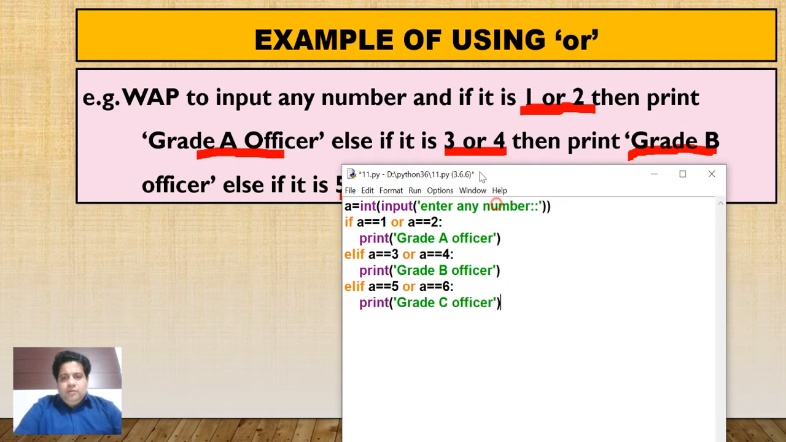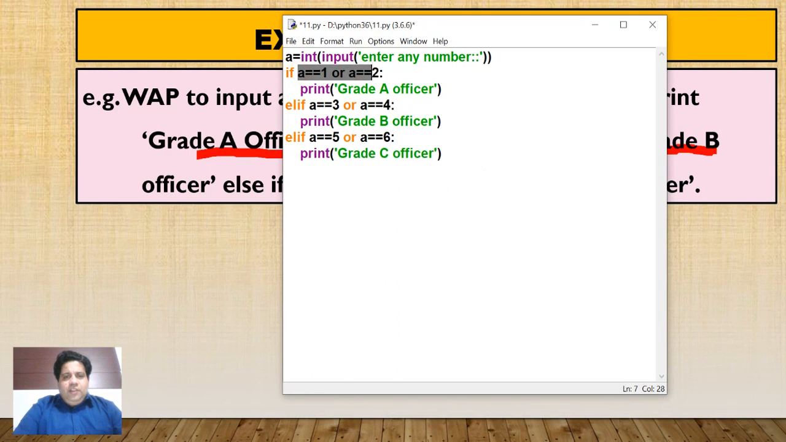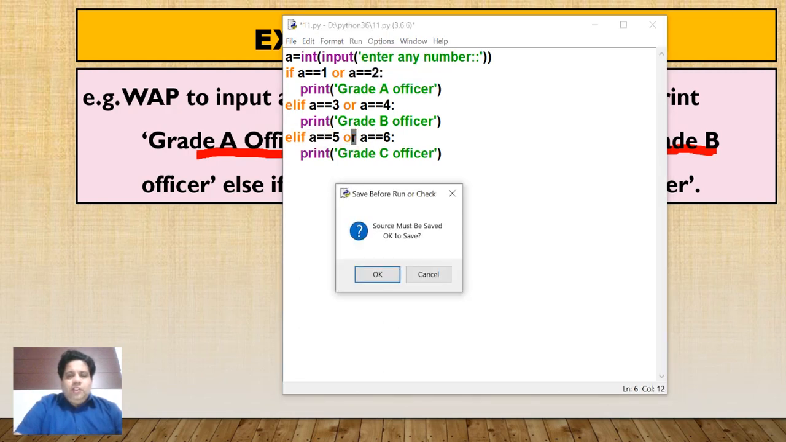Now see again, after if I have written two conditions, I have combined two conditions, but here I am using OR. Similarly, after elif I am combining two conditions using OR. Then elif I am combining two conditions using OR. So if user enters A as 1 or 2, print grade A officer. If it is 3 or 4, print grade B officer. If it is 5 or 6, then print grade C officer. Now don't use else. You have to use elif. Now run the program.